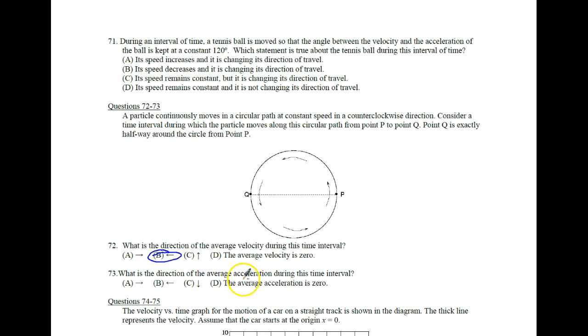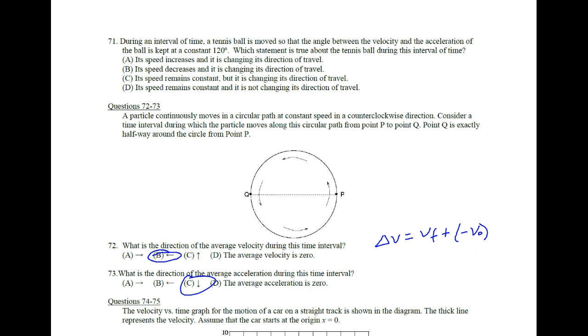And then it says, what is the direction of the average acceleration during this time interval? For this one, it's letter C, and that is straight down. The velocity is initially pointing up, and the velocity points down. The acceleration is in the same direction as the change in velocity, which is equal to the final velocity plus the negative original velocity that I have.